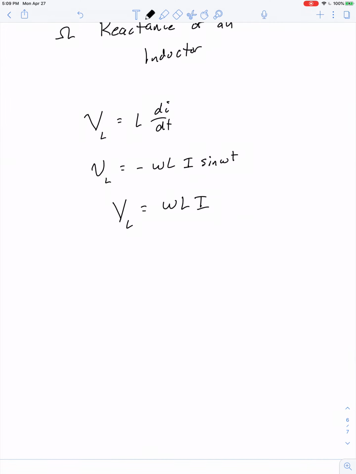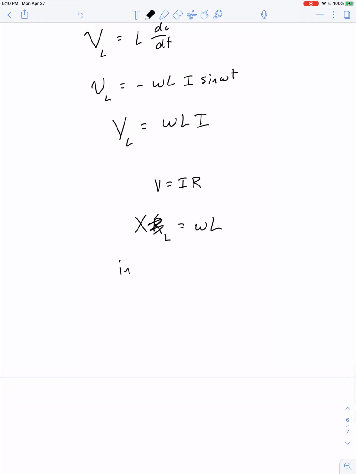So if we say there's sort of an effective agreement with Ohm's law, if V equals IR, then the effective resistance of the inductor is omega times L. But we don't call it resistance, we call it reactance. We give it the symbol capital X. Okay? So reactance, or what we call inductive reactance, X subscript L is equal to omega times L, and that's a quantity measured in ohms.